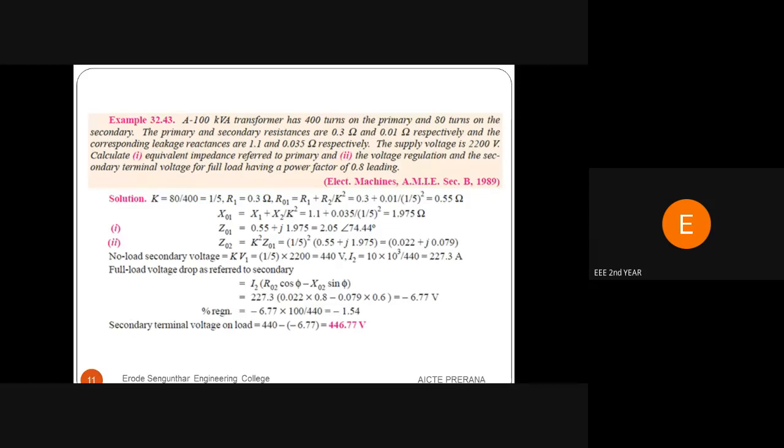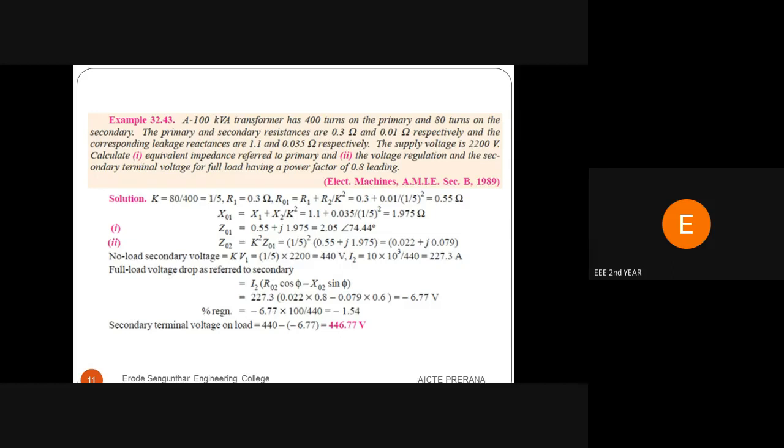Now the lower secondary voltage VT equal to K into V1, that is equal to V2. VT equal to K into V1. We can get the secondary voltage 440 volts. IT equal to rating of the transformer, 100 kVA transformer, divided by voltage. We can get 227.3 ampere.